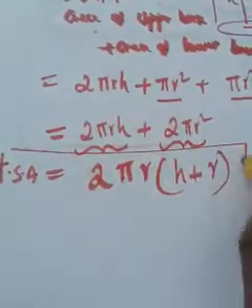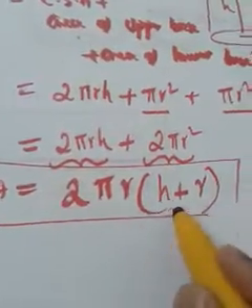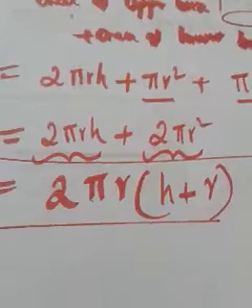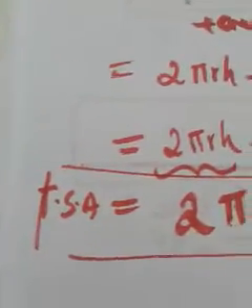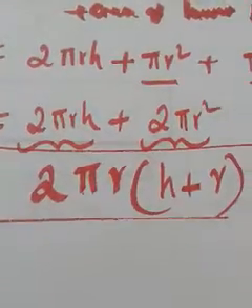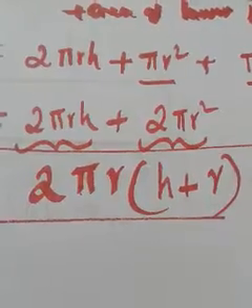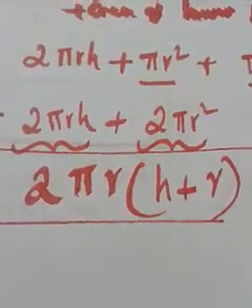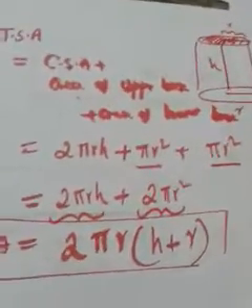The formula is given by 2 pi r into h plus r. This is the formula for calculating the total surface area of the cylinder. The formula is given by 2 pi r into h plus r. But there is a speciality.